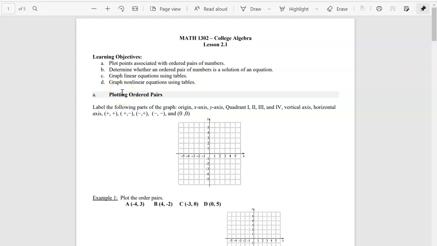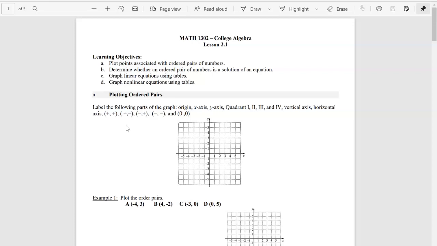Okay, in lesson 2.1, we're going to plot points associated with ordered pairs of numbers. We're going to determine whether an ordered pair of numbers is a solution of an equation. We're going to graph both linear and nonlinear equations using tables. So before we begin that, we need to talk about some basic parts of our coordinate plane, or our XY axis, as some people call it.